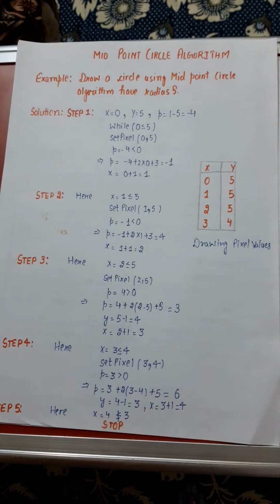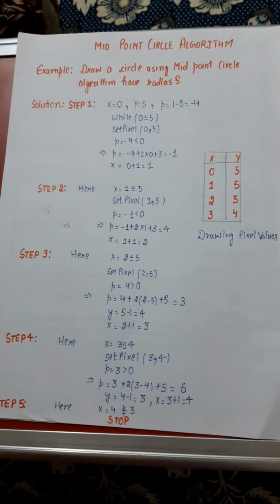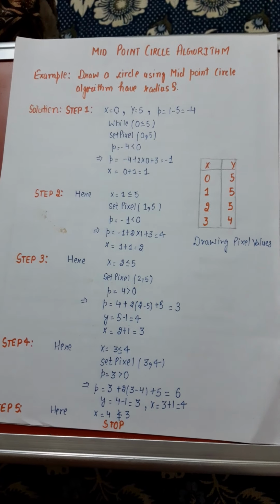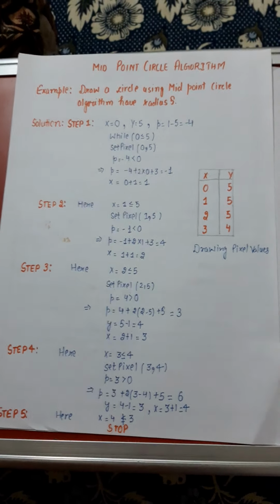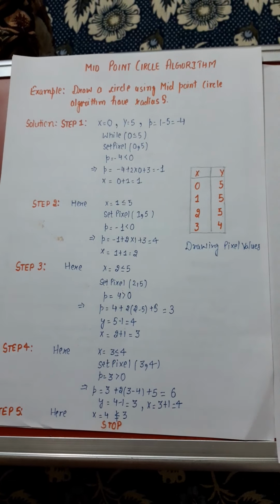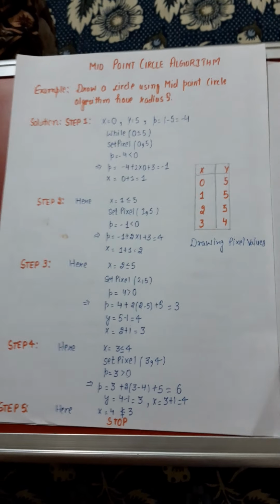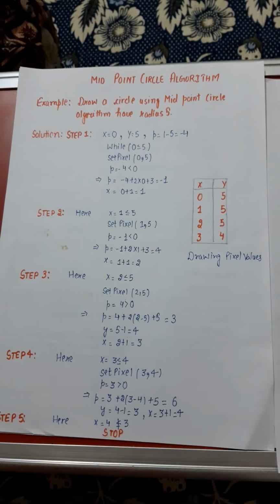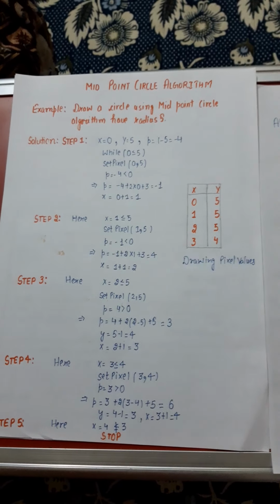So x becomes 4. In the next step, we see that the value of x is 4, which is neither less than nor equal to the value of y, which is 3. So we stop the algorithm here. And these are the final points we have generated for the single octant, that is, the octant from 90 degrees to 45 degrees in the circle.